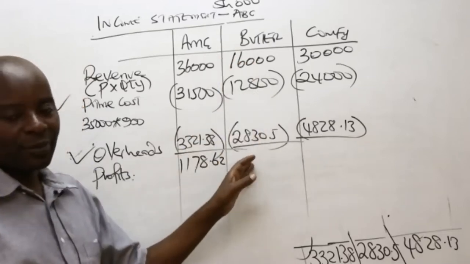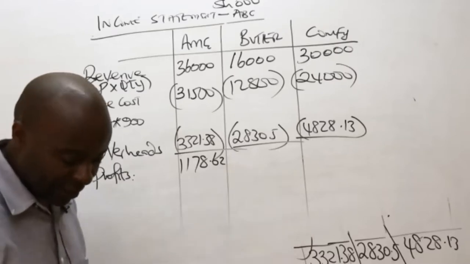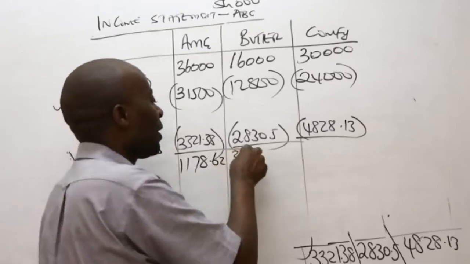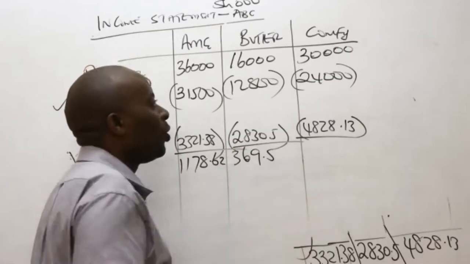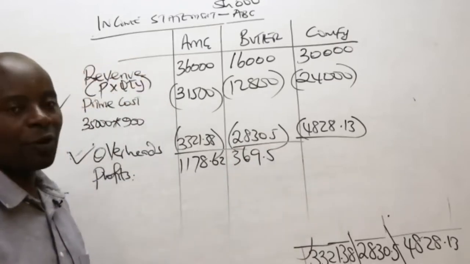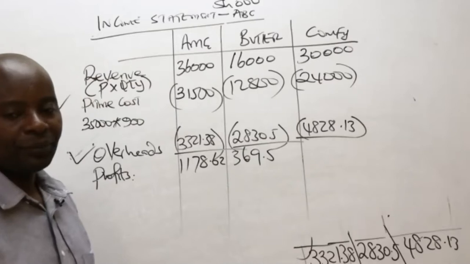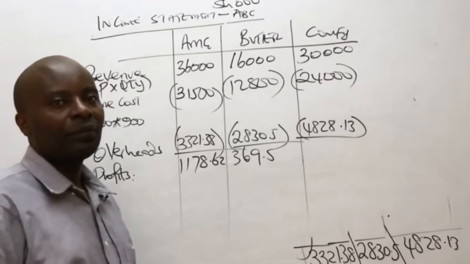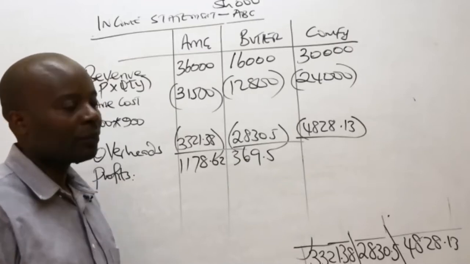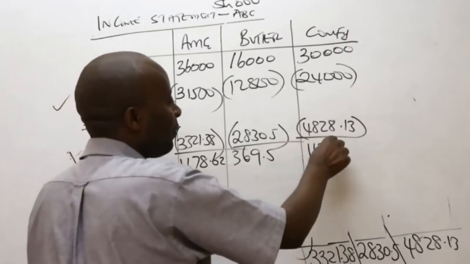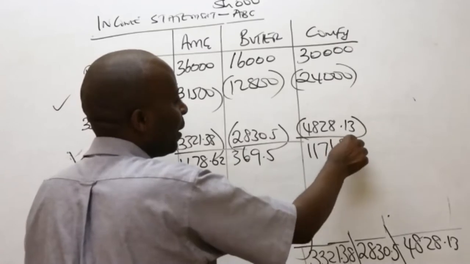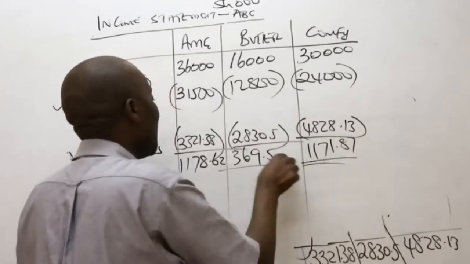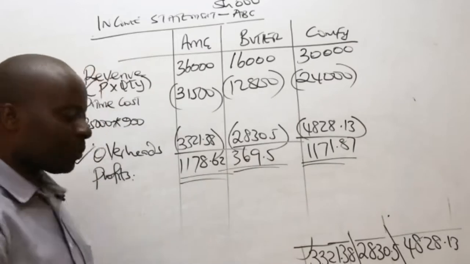Butterfly, is there somebody who is able to get the net profit of butterfly? 369.5. Go to comfy. Comfy, what do we have here? Somebody for comfy? 1171.87. Thank you very much. And that marks the end of this particular question.